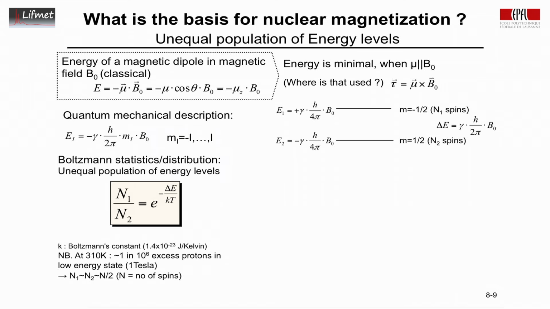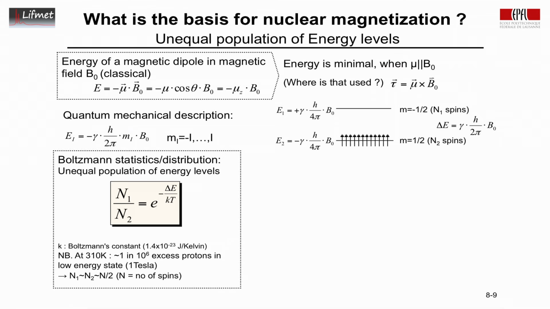So basically, as a rough approximation, we can say N1, the number of spins in the upper energy level, is almost equal to the number of spins in the lower energy level, and we'll call this N over 2, where N is the total number of spins or hydrogen nuclei present in our voxel. So this is the Boltzmann distribution.